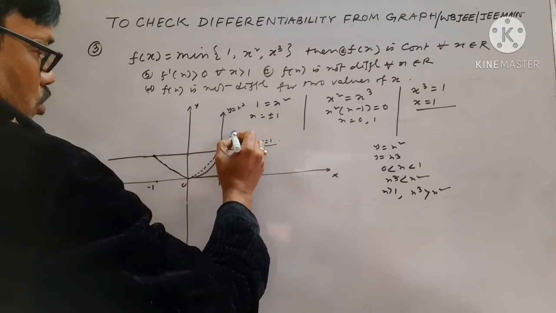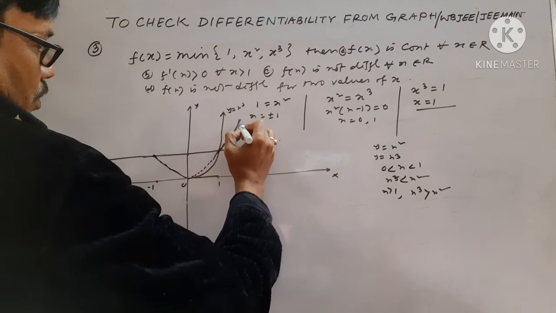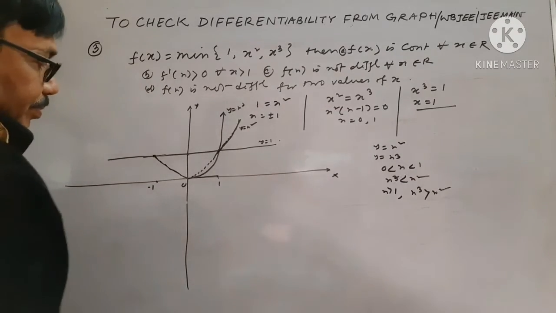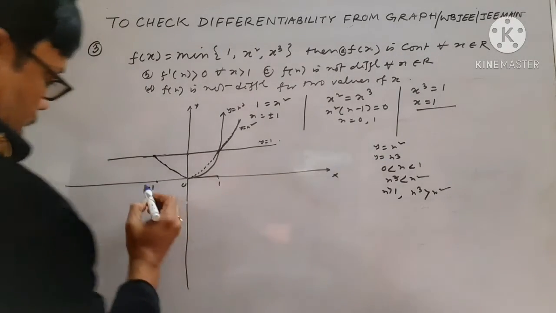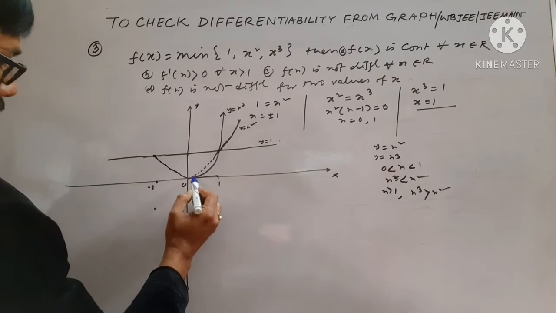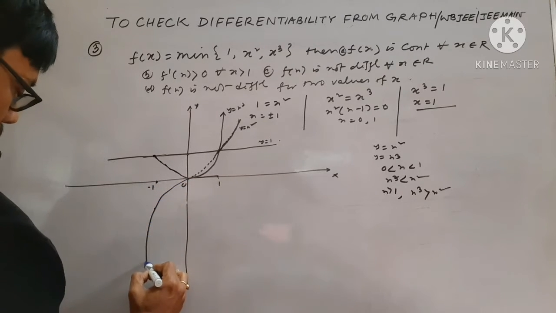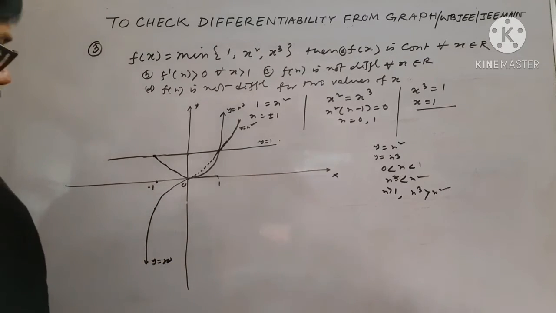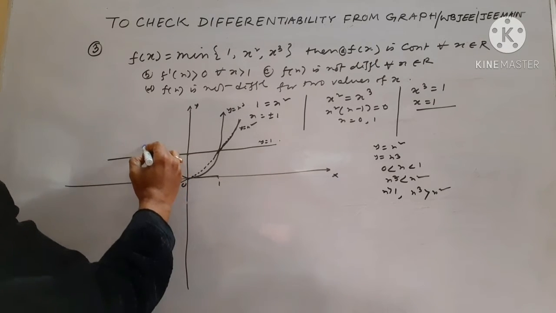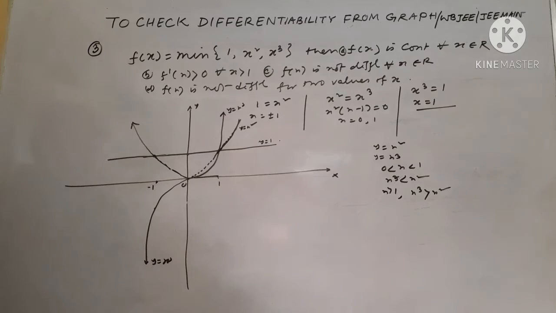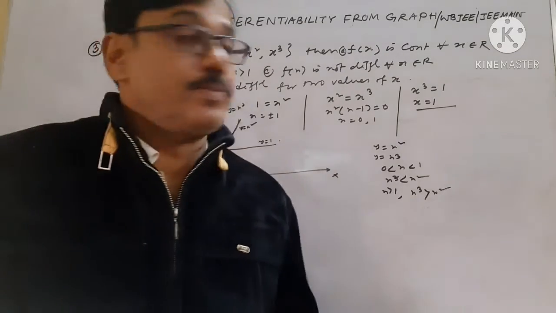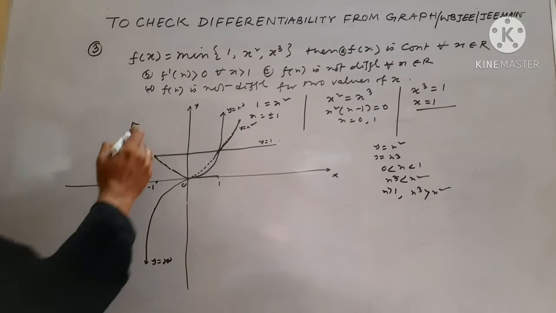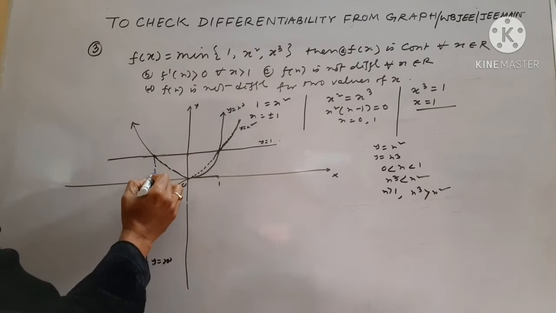So this is y equals to x cube. This is y equals to x square. And similarly here also, y equals to x cube. In minus 1, this is minus 1. So this is y equals to x cube. This is y equals to x square. Now, look, it is given minimum. So this is one curve in minus 1.